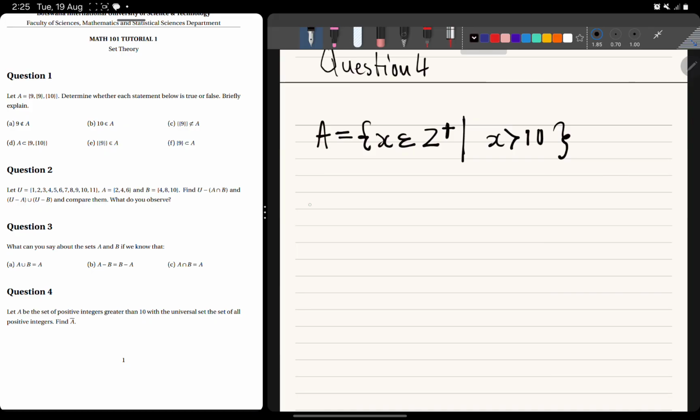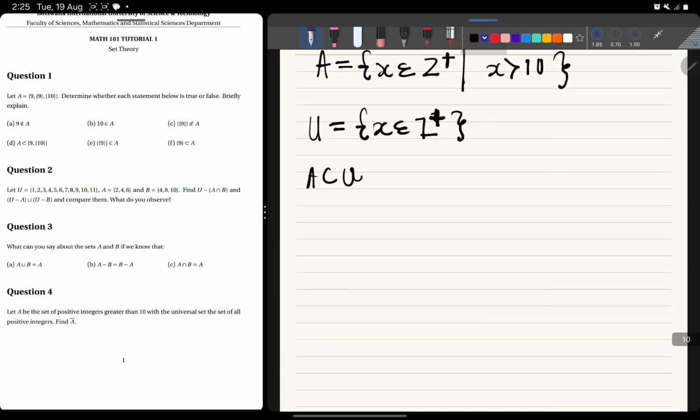All right, now the universal set. So universal set is equal to all positive integers. Okay, it's equal to all positive integers, and we are done. Okay, and remember that A is a proper subset of U.